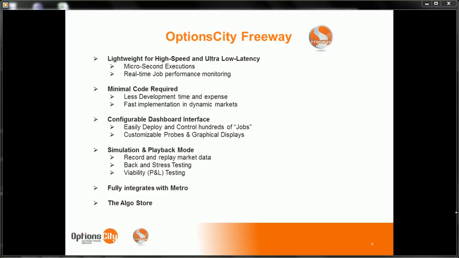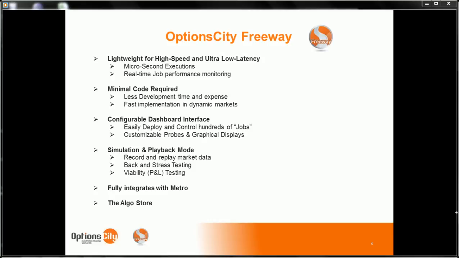As far as the dashboard, you get a customizable interface, and we'll show you some screenshots here in a second. Our playback and simulation features allow you to record market data that you can then play back your algos through. We'll show you this in detail as well. Very important. This is important nowadays. This is something we've shown to people and our customers, and it's one of the things they're most impressed by.